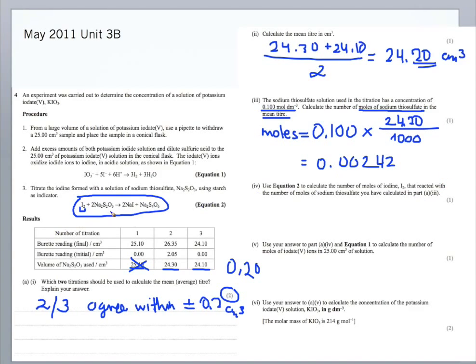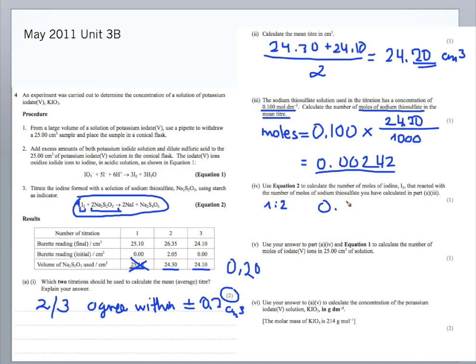So we basically have to look at the stoichiometry here. So we have one iodine and we have 2 moles of sodium thiosulfate. So we know the moles of sodium thiosulfate, but because the ratio is 1 to 2, to get the moles of iodine, we have to divide the moles that we calculated. So this value here, we have to divide it by 2 to get the moles of iodine.